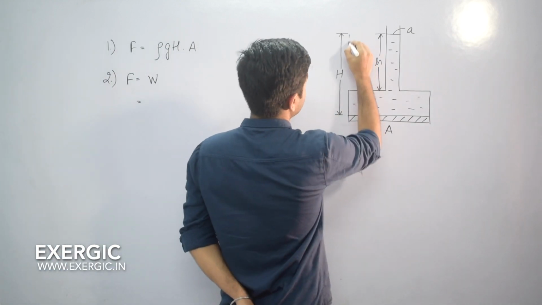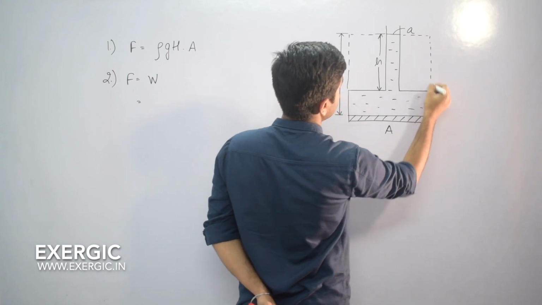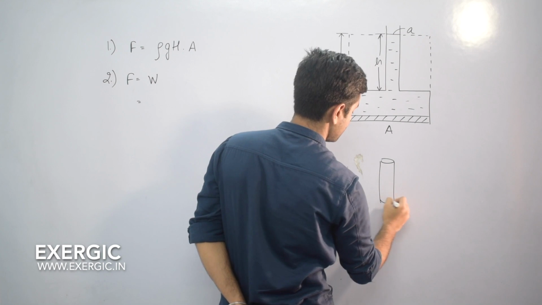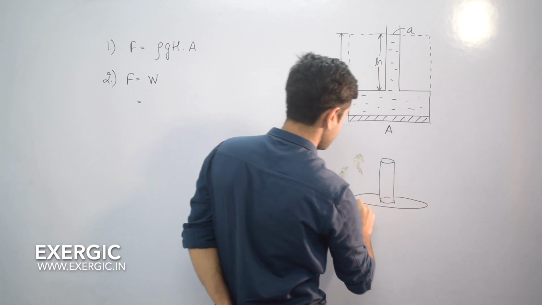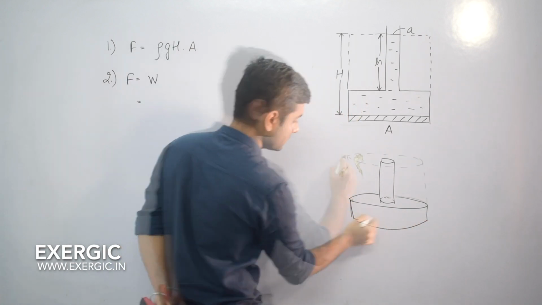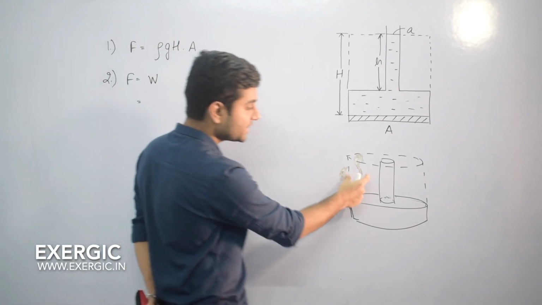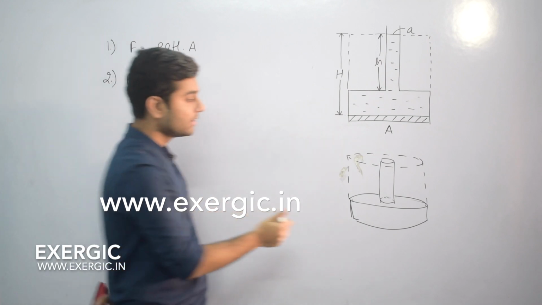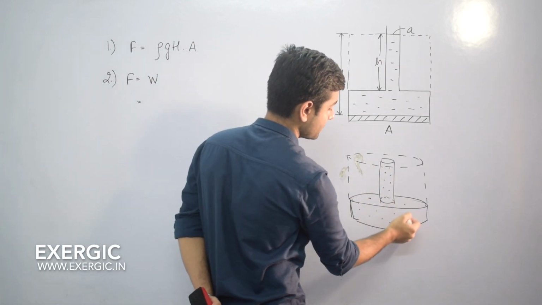If I show you this same diagram in 3 dimension, then it will look something like this, right? This volume, full volume, minus the volume of the void where the fluid is not present will give me this volume where fluid is present, right?